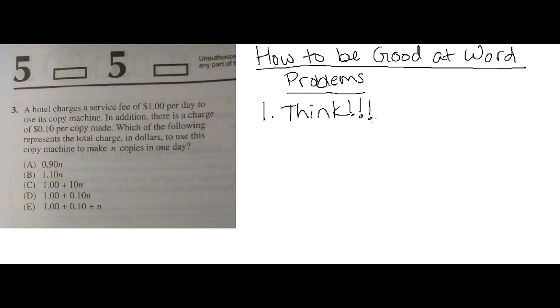So when we put that in equation form, hopefully you guys can see that the correct answer is going to be D, because it's always going to be $1, and then you're going to add to that $1 the 10 cents times the number of copies made. So going back to my general tips, number 1 is think.